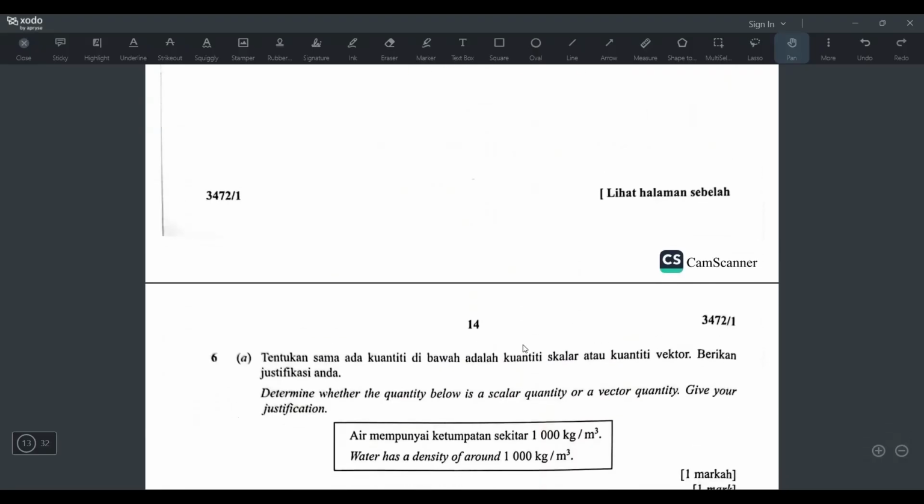All right, I'm going to continue with number 6. I'll write the booking here. So let's read the question. Determine whether the quantity below is a scalar quantity or a vector quantity. Give your justification.